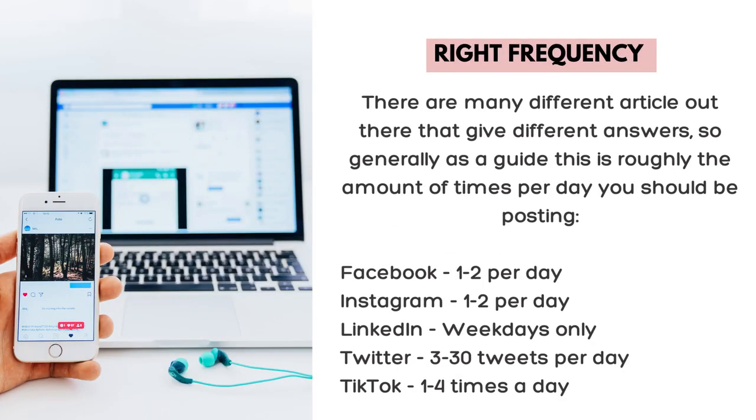So the right frequency is also really important when it comes to publishing content. There are many different articles out there. They'll give you different answers. So as a general rough guide, this is how many times per day you would need to be posting. Facebook is 1 to 2 per day. Instagram is 1 to 2 per day.